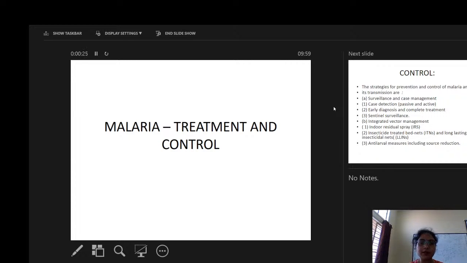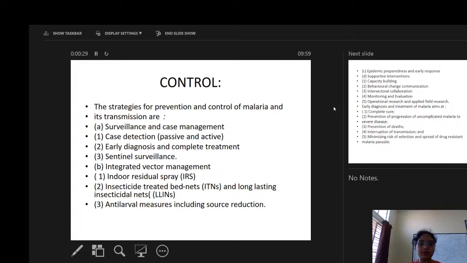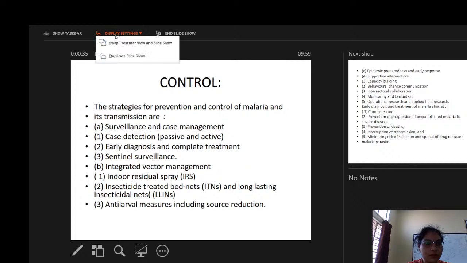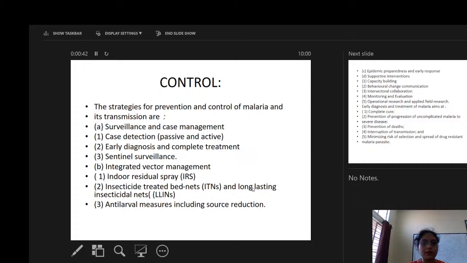Okay, today we'll be seeing malaria treatment and control. So the strategies for prevention and control of malaria and its transmission are surveillance and case management, which includes case detection, passive and active, early diagnosis and complete treatment, and sentinel surveillance.